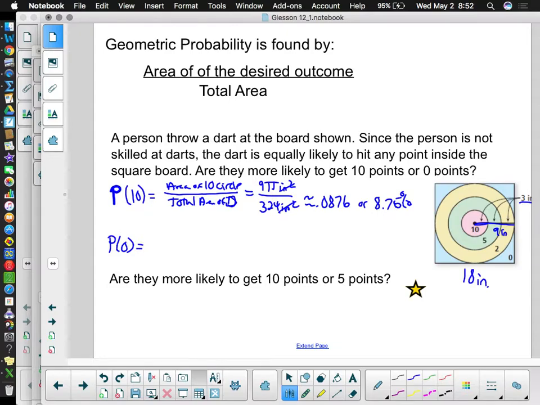again, is an area problem. The total area is still 324. But now I have to find the area that's 0. The 0 area would be the area of the square minus the area of the big 2 circle.